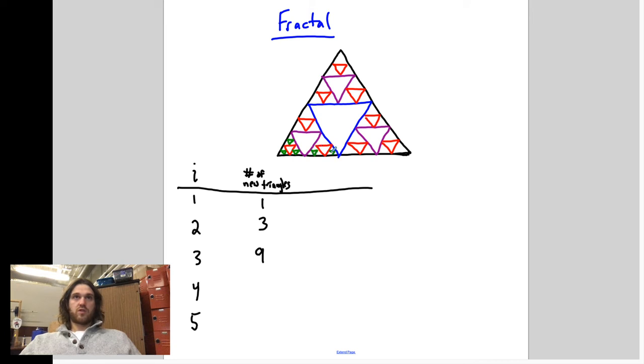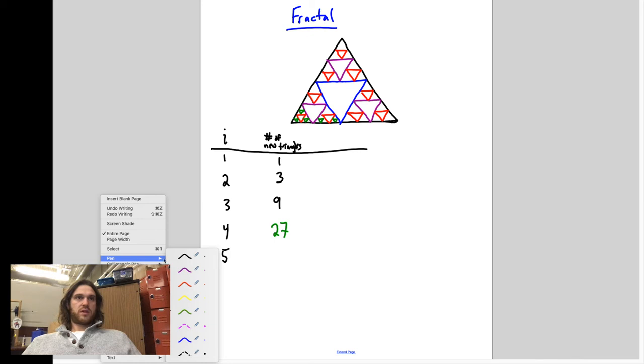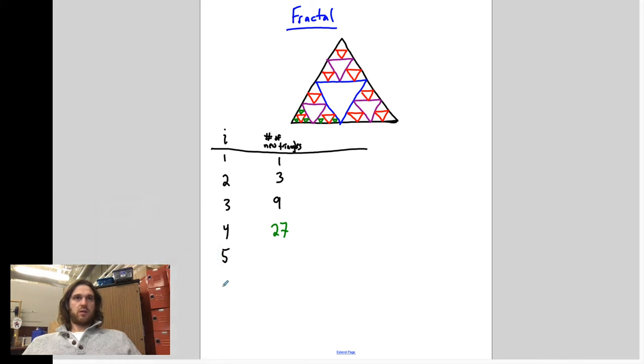All right, so I'm not going to draw all these, but how many would there be? Well, there'll be 3 in each of these, and there's 3 of those here, and there are 3 of those things. So we're talking about 3 times 3 times 3, which means we will have 27 new triangles in green once we're done drawing. My question to you is, how many triangles would there be?